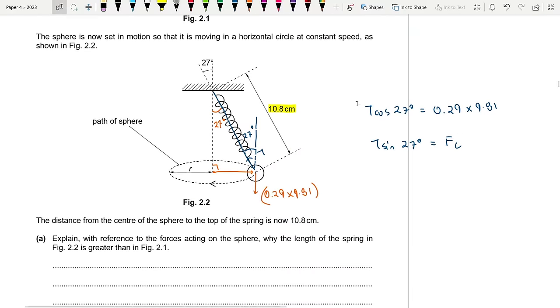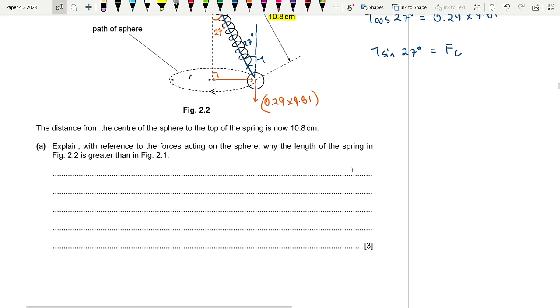X was smaller. But now, since T is providing two things, it is balancing the weight as well as providing centripetal force, the value of T must increase. And if T increases, you guys know that F equals Kx, T equals Kx, X is equal to T by K. Spring constant remains constant. If you increase the numerator, then the value of X will also increase. That is the logic, okay?